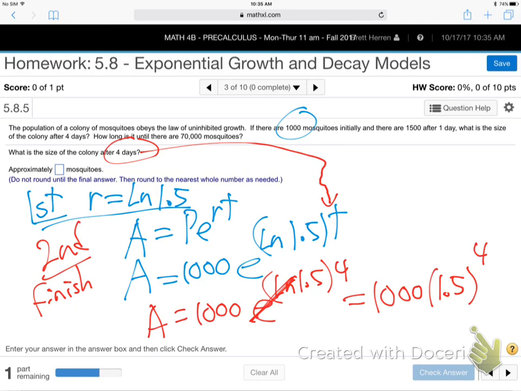So this is just easier to type into your calculator, just like that. Just type that in and you'll get the amount of mosquitoes after 4 days. Is that good? What is that number? 1,000 times 1.5 to the 4th. I'm getting 5,062.5. So I'm going to go type that in. Are we good to there? We got that first question. And then second part, how long until 70,000 mosquitoes? So if you got that copied down, I'm going to answer part 2. Fresh screen here.